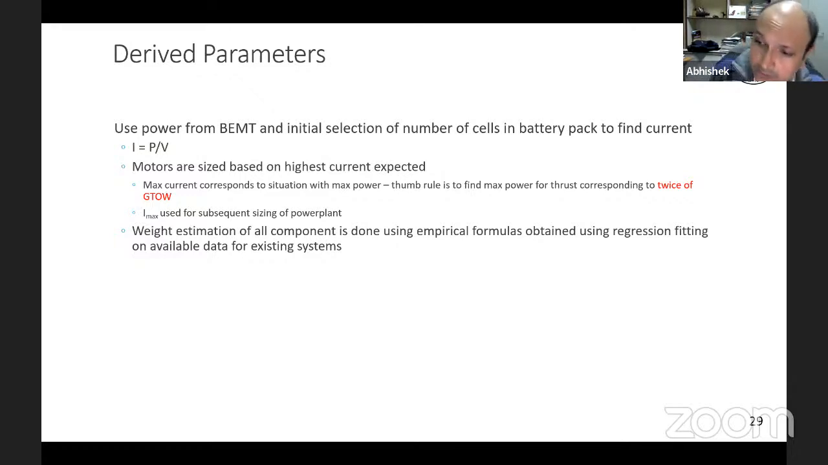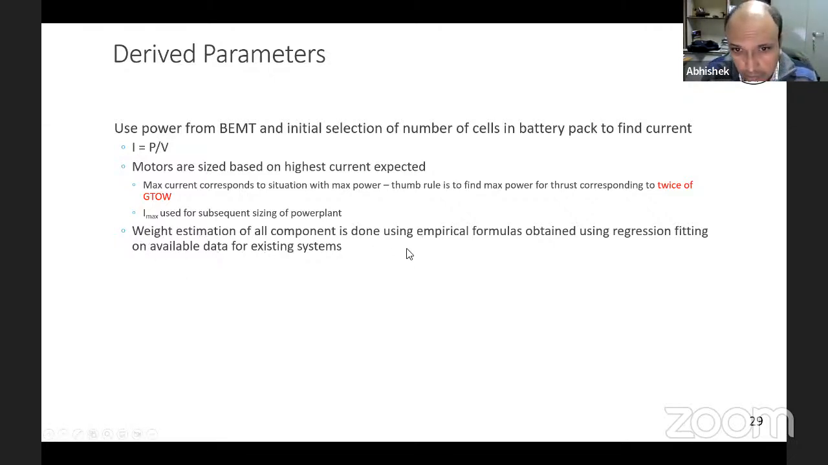and not what you actually require for hovering flight. So if I require 10 amperes for hovering flight, I'll choose an ESC which is capable of giving me maybe twice of that. But actually, we have to look at Imax and not just directly do twice of whatever is nominal.